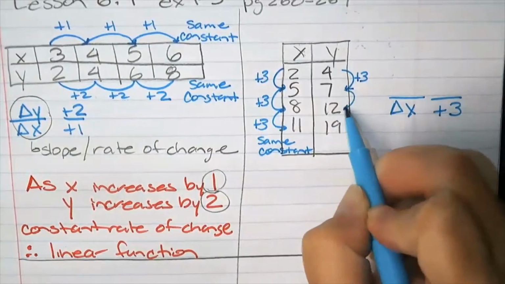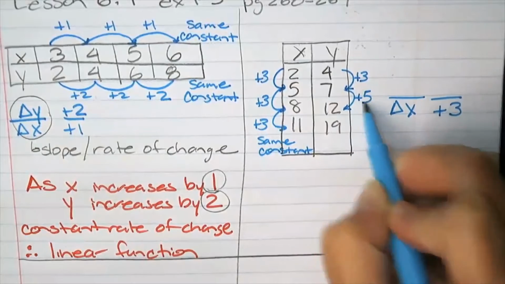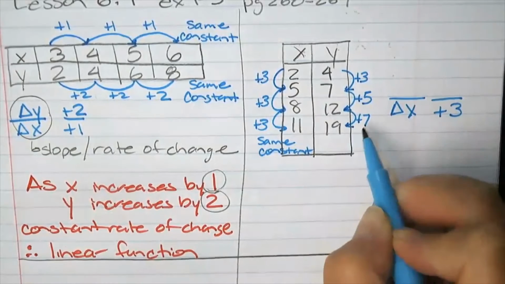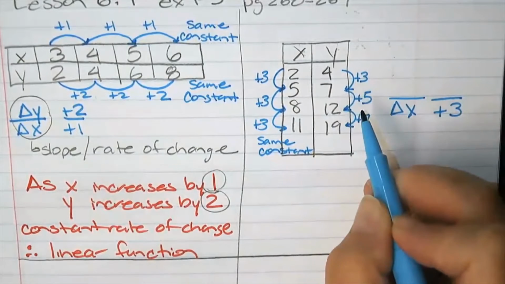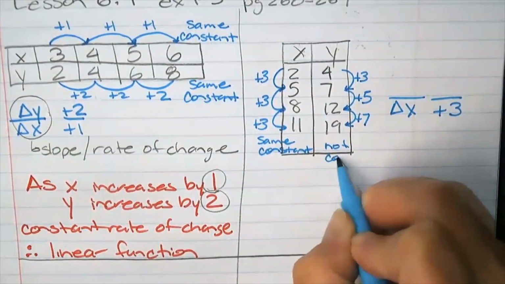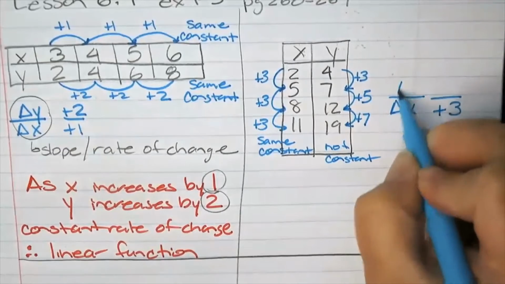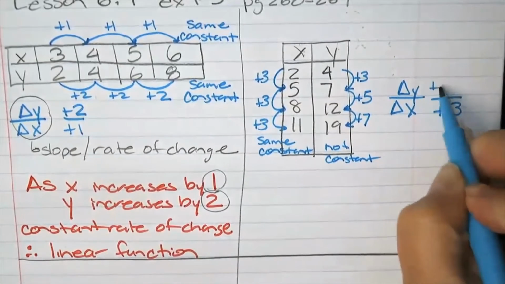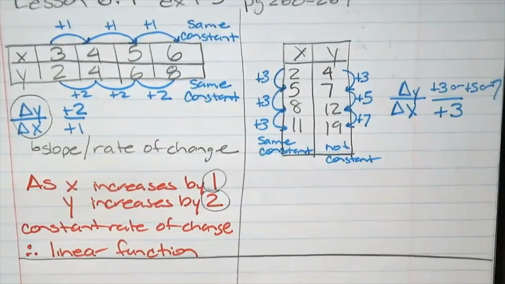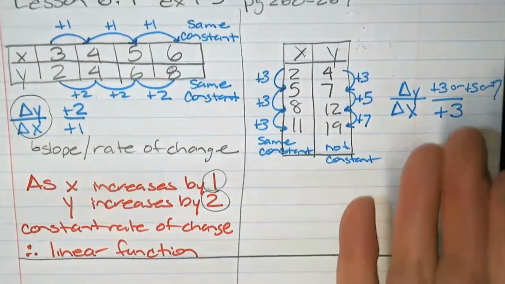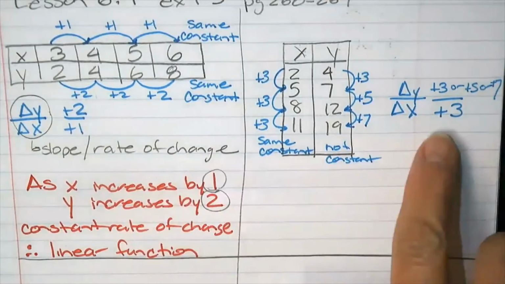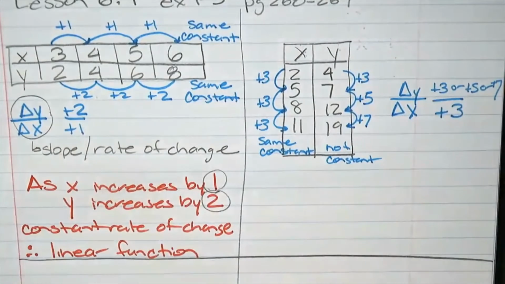+3. Whoa. +5. +7. These are not the same. These are not constant. So my change in Y, do I use +3 or +5 or +7? I don't know. It's not the same. I don't know which one to use. Therefore, my slope or my rate of change is not constant.